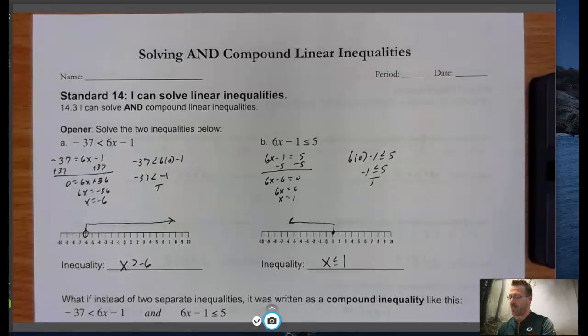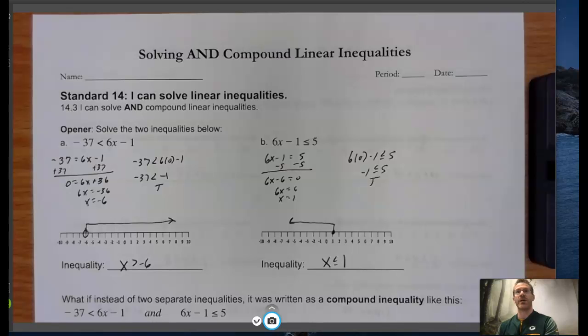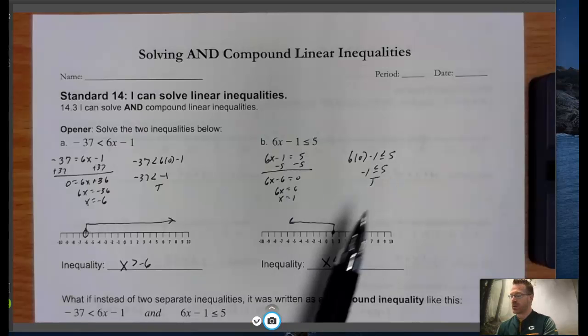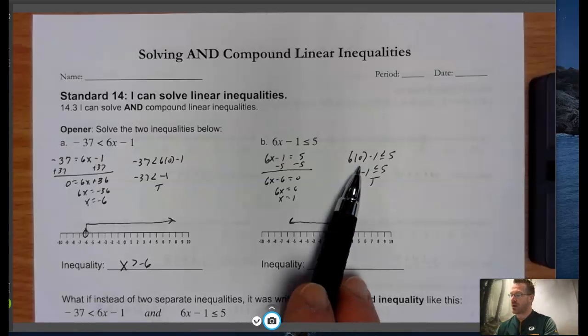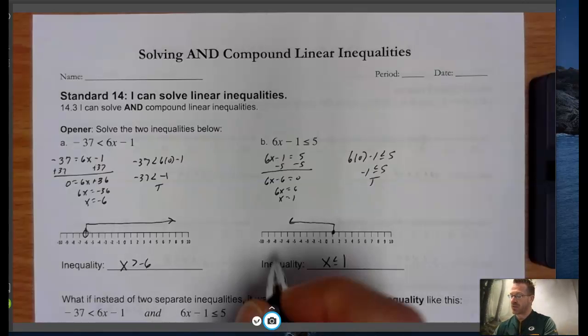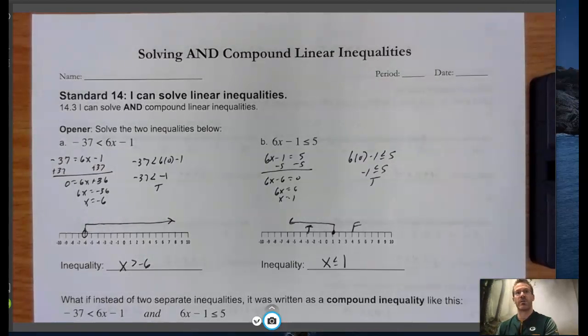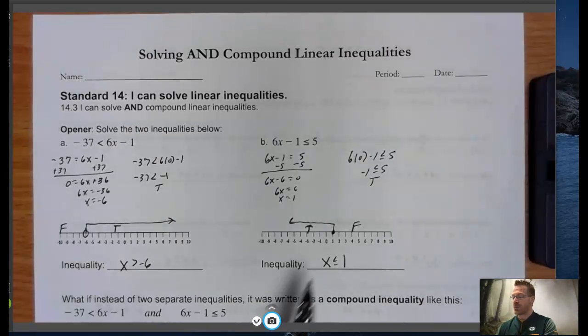Looking at part B, once again we want to solve for our anchor first. When we solve that equation, we get x equals 1. This time our anchor gets a solid circle because we have less than or equal to. When I test to see where to shade, I plug in 0 and get -1 is less than or equal to 5. That means 0 is on the true side, so this is the true side, which means that's the false side. So we want to shade to the left. I should have labeled the true and false sides here. Since I want the numbers left of 1, my inequality is x is less than or equal to 1.